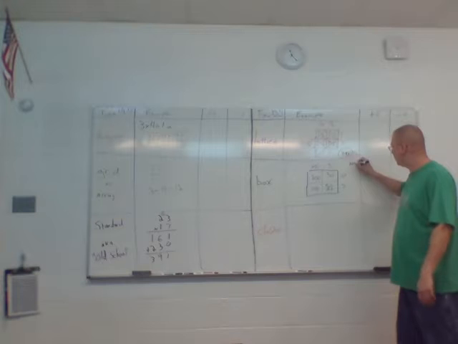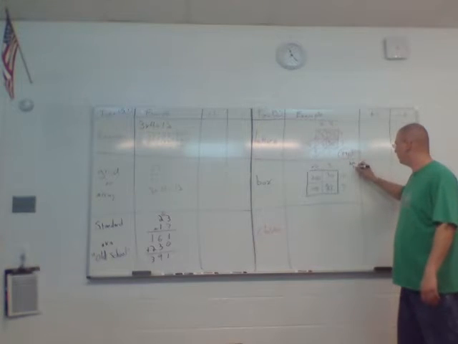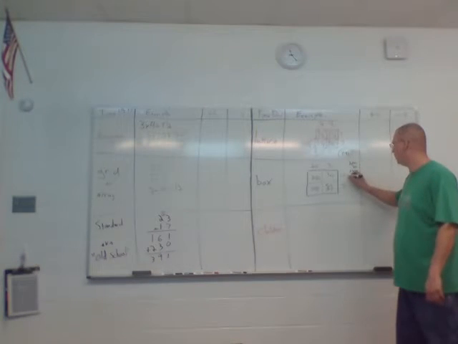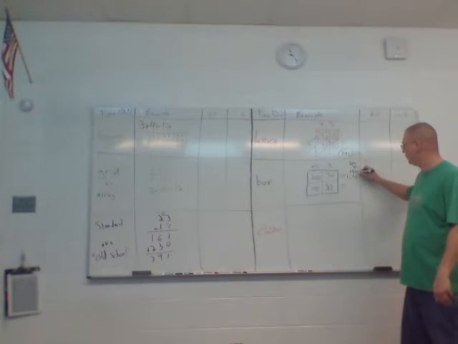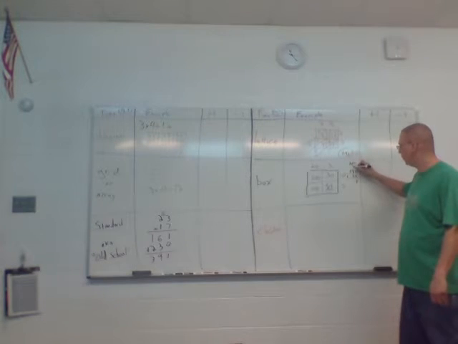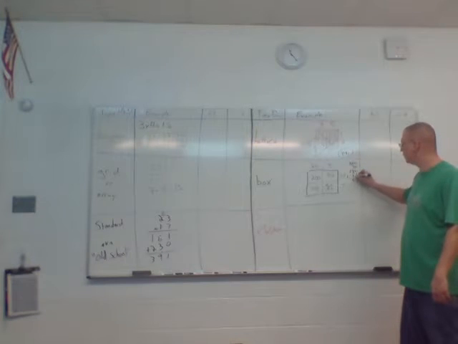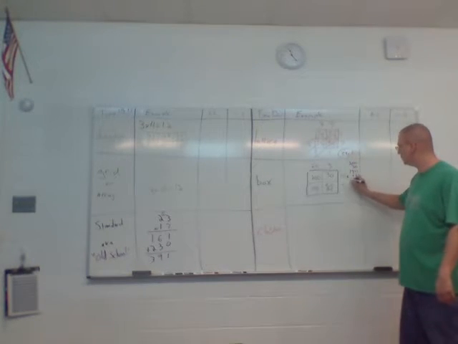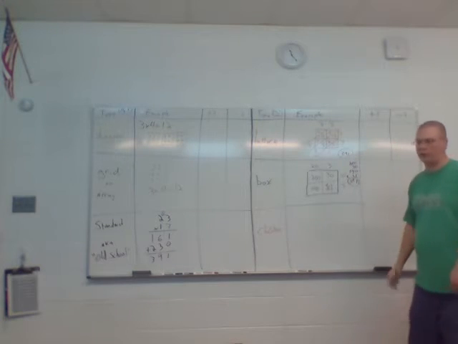So 200 plus 30, plus 140, plus 21. 0 plus 0 plus 0 plus 1 is 1. 0 plus 3 is 3. 7, 9. 2 plus 1 is 3. 391.